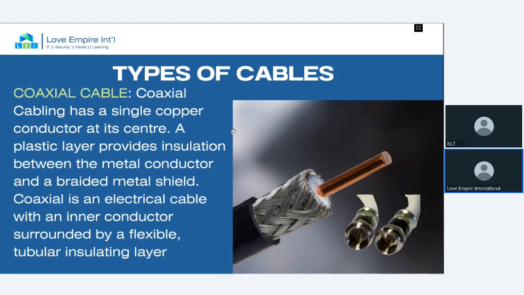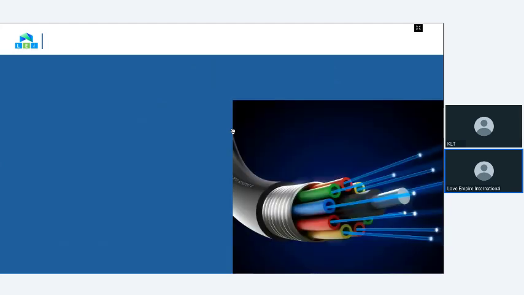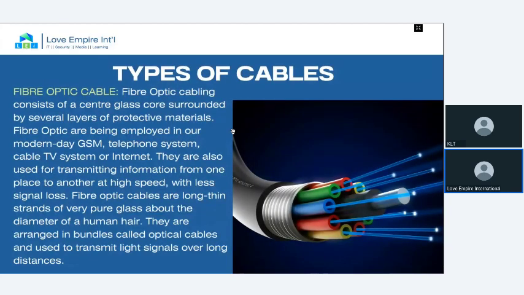Okay, this cable is the one you use for your decoder at home, for your dish, maybe a DSTV or Go TV dish. This is the cable that is used for that. It's called the coaxial cable. Then we have the fiber optic.